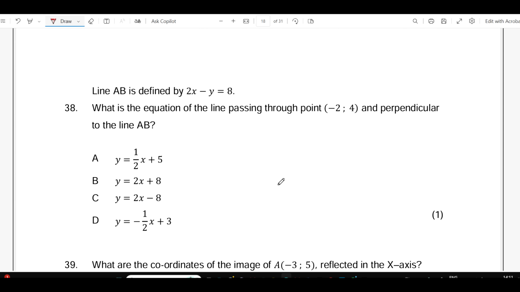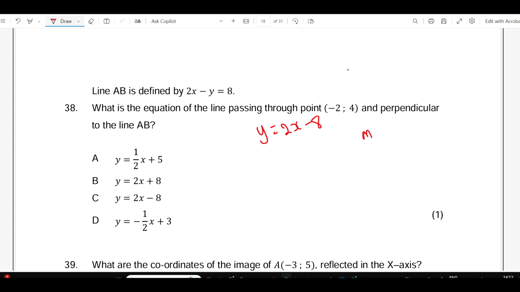Line AB is defined by 2x minus y equals something. What is the equation of the line passing through the point and perpendicular to the line? So my line is going to be, I'll take this negative y to the other side. It will be positive, and it's going to be y equals 2x minus 8. They're saying it must be perpendicular. So for perpendicular, I'm going to use the gradient.